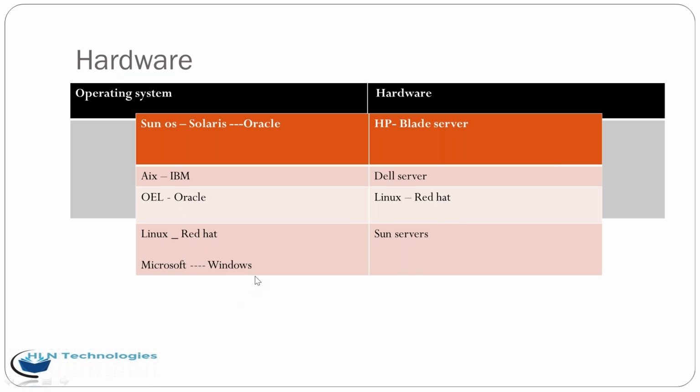Thereafter Microsoft. Everyone knows Microsoft, because most of the user-based operating systems we use nowadays are from Microsoft. So these are the server part. HP has its own servers, Blade servers. Dell has its own servers, not systems; servers are different, systems are different. Linux has its own Red Hat servers, and Sun has servers. So this hardware we purchase, and on top of this hardware we install the software. On top of this software, we install whatever software we require.